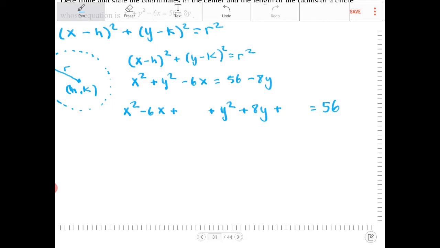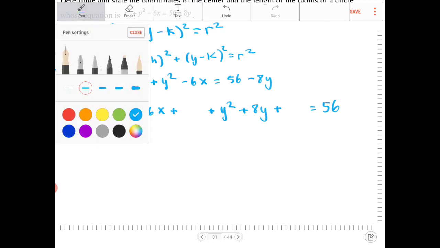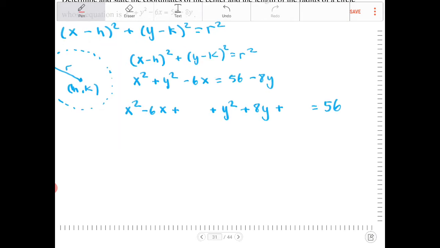So what I want to do with this is complete the square. And if you're unfamiliar with completing the square, I encourage you to look back at the lessons on how to do that. To complete the square, I'm going to use a different color now. I take the middle coefficient of this trinomial, which is 6, divide that by 2, and then square it. So 6 divided by 2 is 3. Squaring that gives me 9.